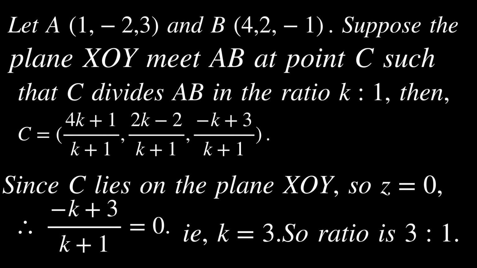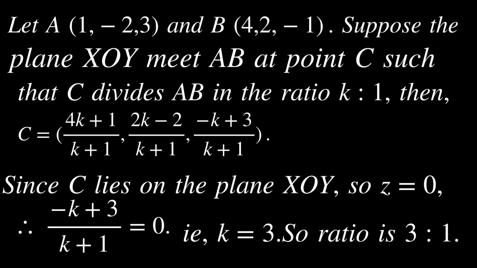So here they have given 2 points, correct? And let's say we can choose A as (1, -2, 3) and B as (4, 2, -1). Now if we join these 2 points, what will we get? We will get a line segment AB. And it is given that the line segment AB divides the xy plane in the ratio k:1. So we can mark the point C as the meeting point of line segment AB with the xy plane. Now they are asked to find out in what ratio the line segment AB divides the xy plane.